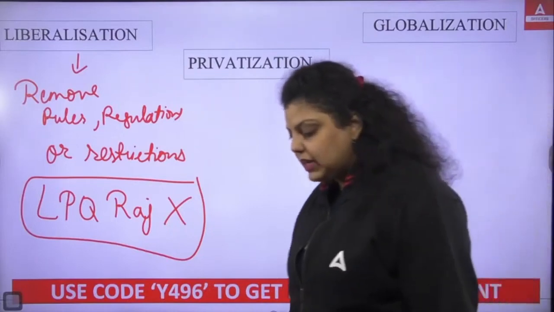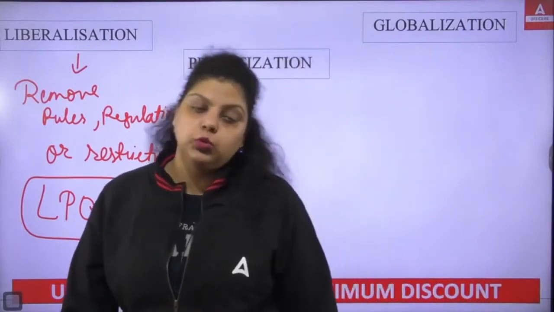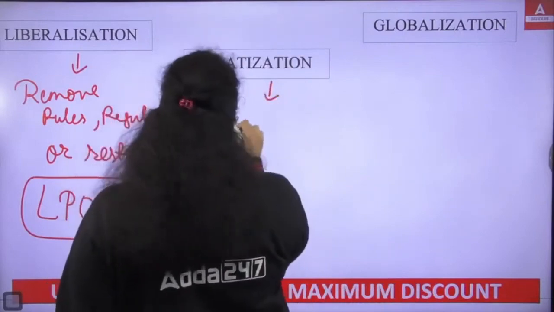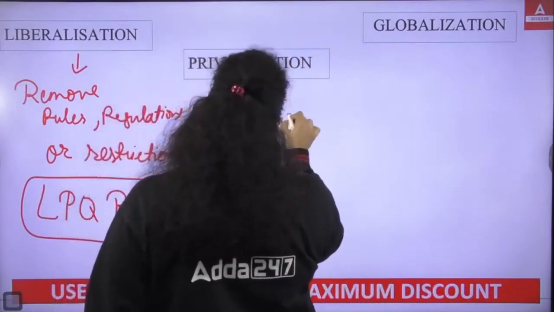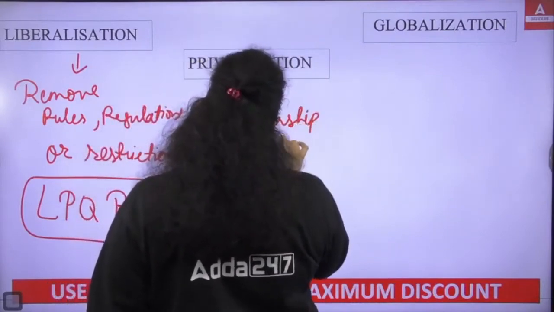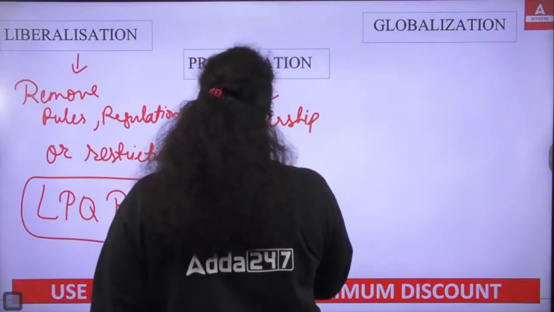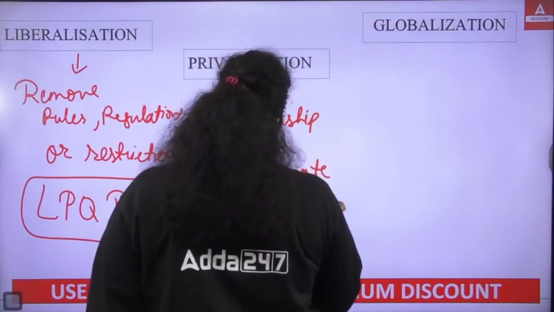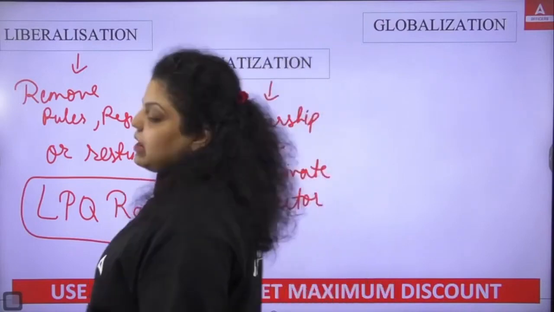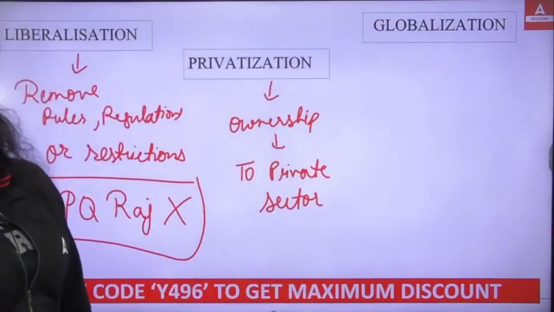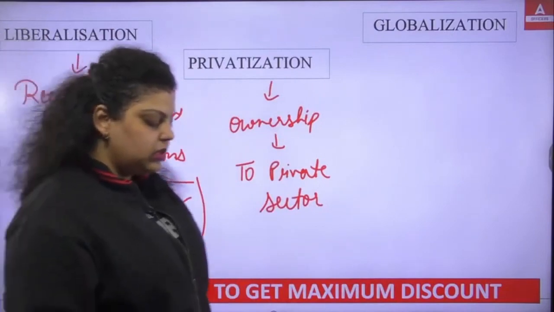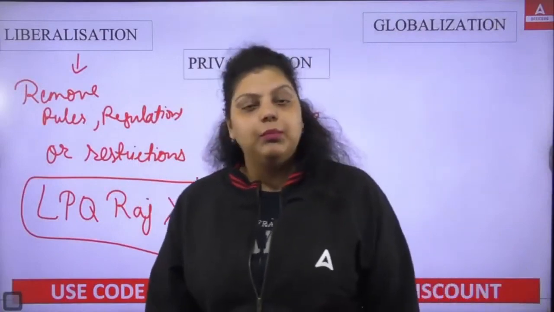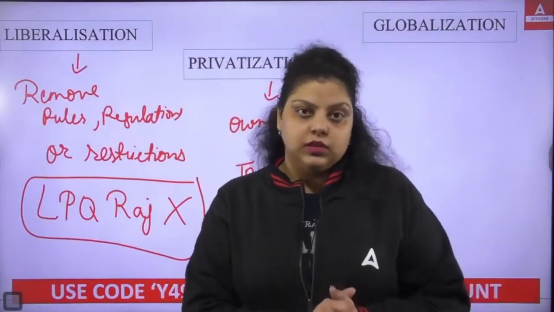Okay, so that each and every person will be easily able to do business in the country. Now, privatization means transferring the ownership or the management to the private sector. From where? From the government sector. From the government, we have transferred the ownership to the private sector. It means the government's share, management, and ownership of a particular sector have been given to the private sector, the private industrialists.